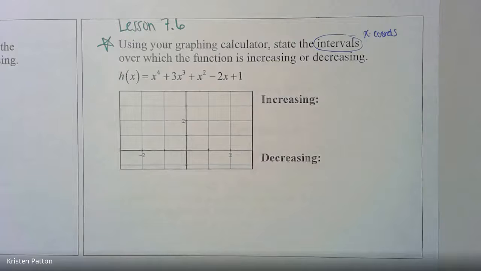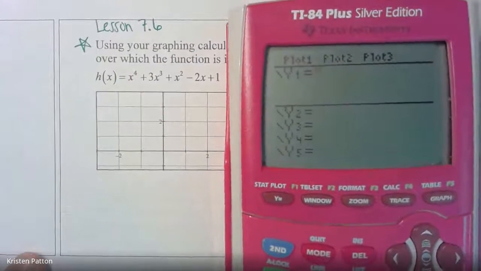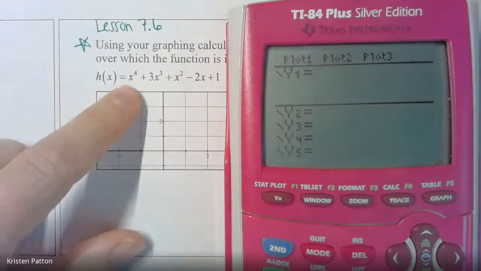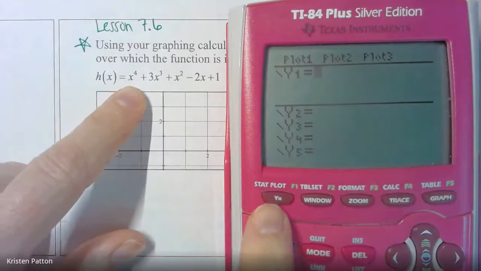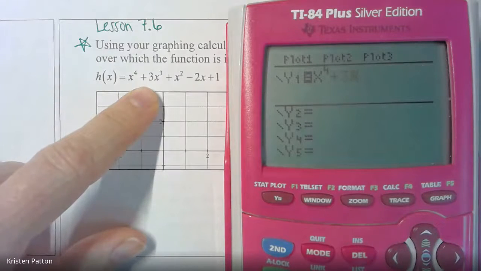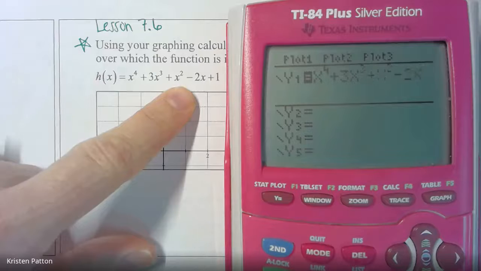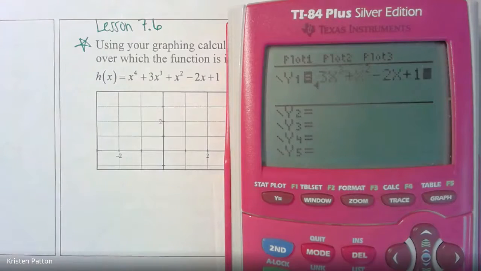So like I said, I'm going to start with an 84, but I'm going to do this on an Nspire as well as Desmos for those of you that don't have access to a graphing calculator at home. So I'm going to go to my y equals, and I'm going to type in x to the 4th. Get out of the exponent before you keep typing. Plus 3x to the 3rd. Get out of the exponent. Plus x squared minus 2x plus 1.